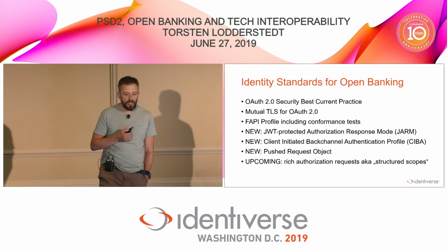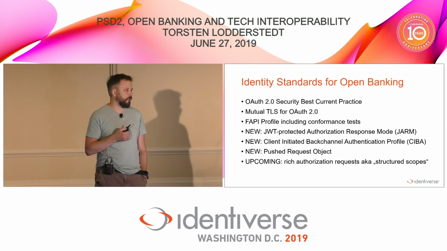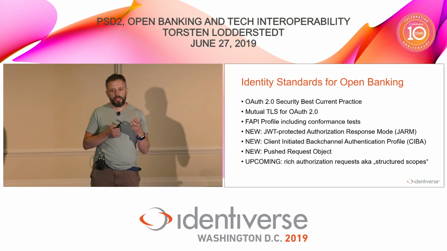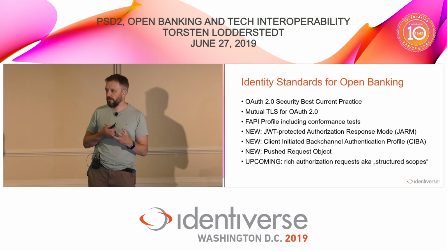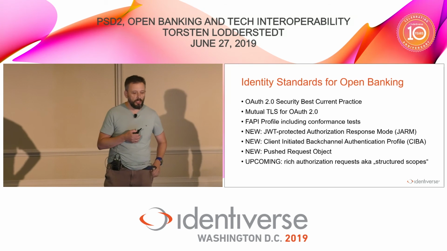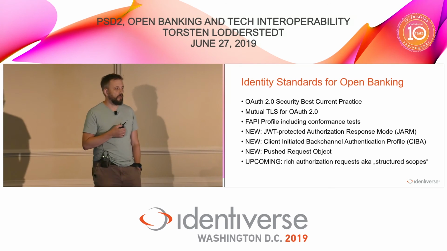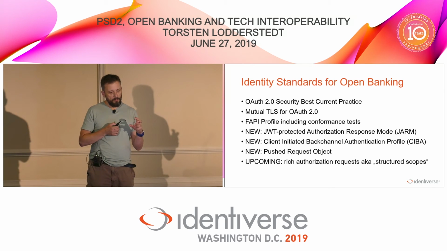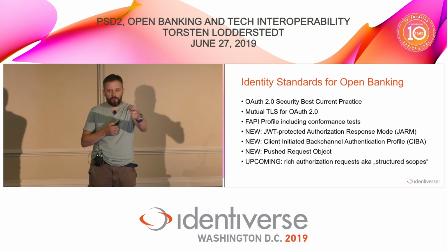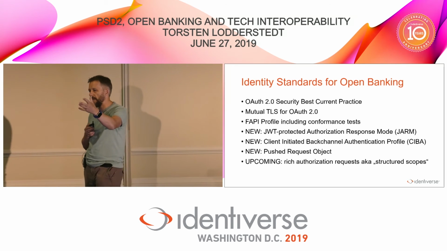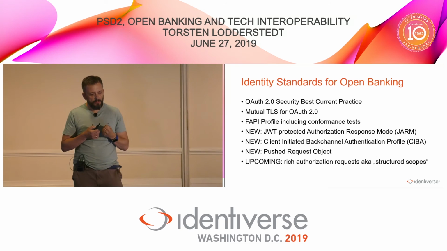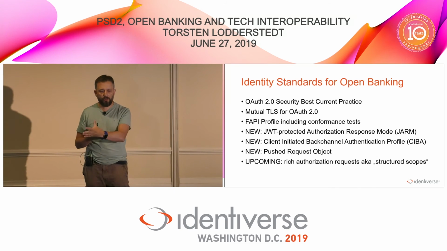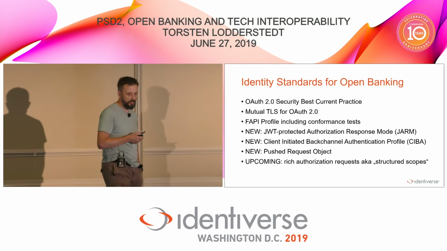And there is CIBA, the Client-Initiated Backchannel Authentication profile, which is a mechanism that allows conducting a decoupled authorization process using standard OpenID Connect and OAuth technology. And recently, we published a new draft that allows a client to deposit the request object with the AS, which allows the transmission of rich authorization data to the AS before the actual authorization request is started.